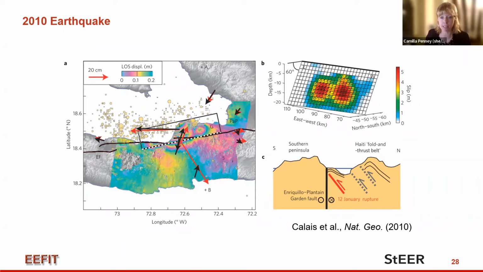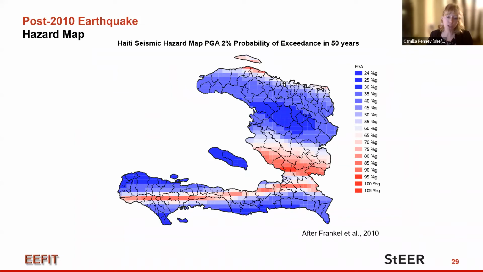However, what we see if we go to the next slide on the hazard map, which was produced after that 2010 earthquake, is that the focus was still very much on the EPGF as the main source of seismic hazard in the region. So you can see there's a narrow concentrated band of high peak ground accelerations along a linear feature, which is this EPGF in the southern peninsula.